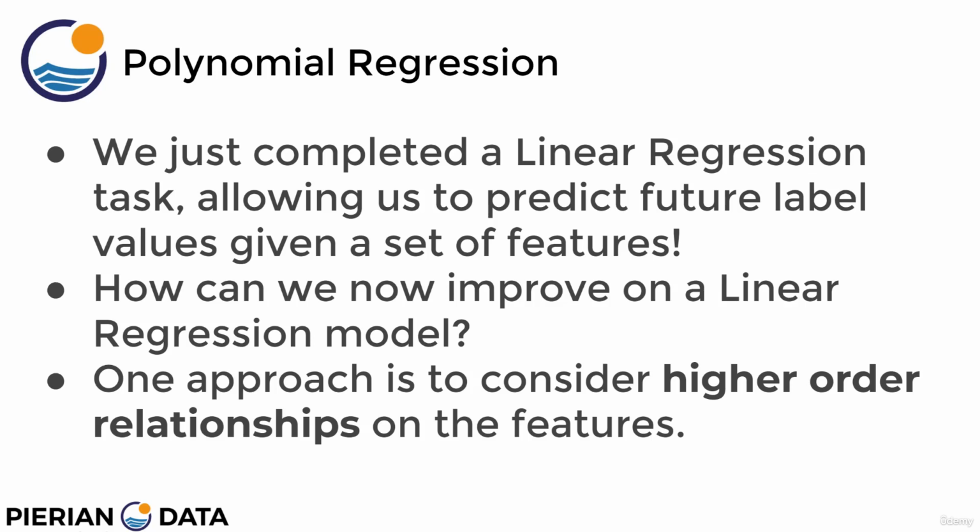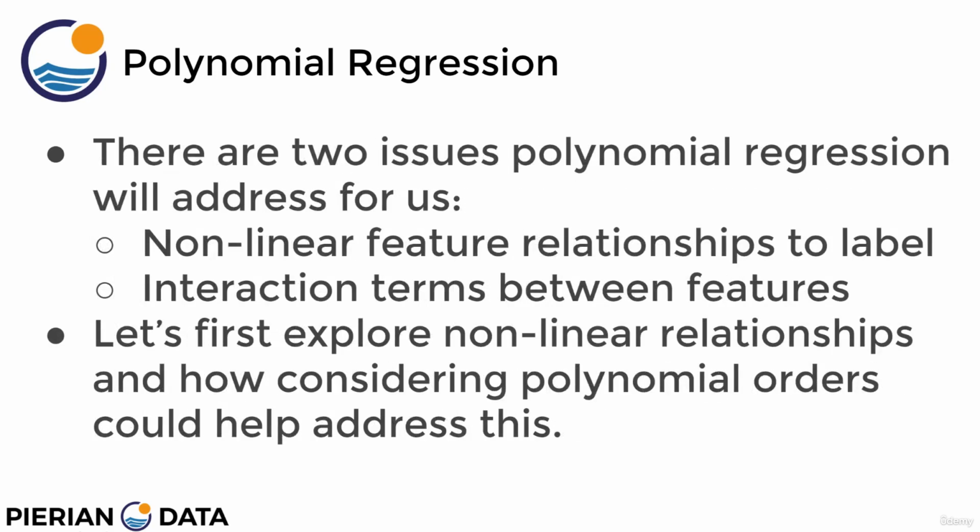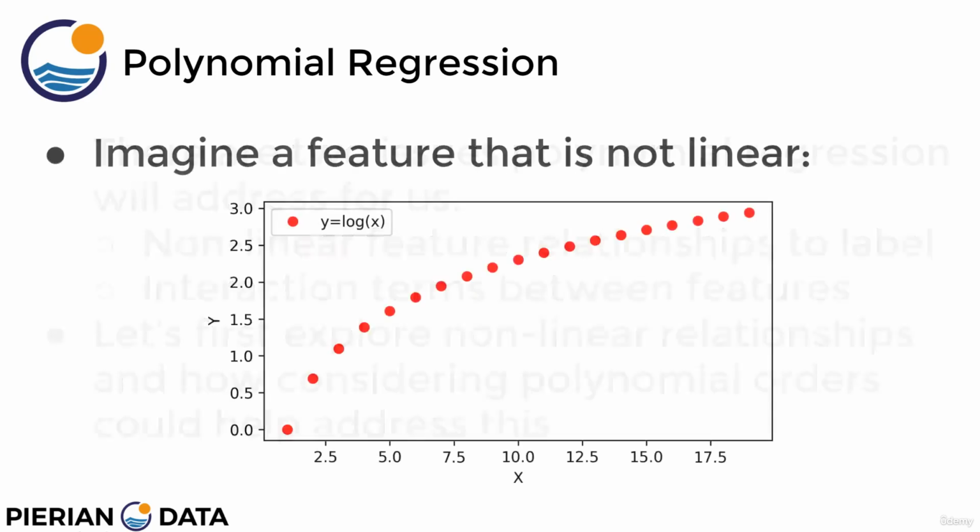One approach is to consider higher order relationships on the features. And there's actually two issues that polynomial regression is going to address for us. The first one is if you have a feature relationship that is nonlinear, and the second one is interaction terms between the features themselves. So let's first explore that first issue of a nonlinear relationship between a feature and a label, and how considering polynomial orders could help address this.